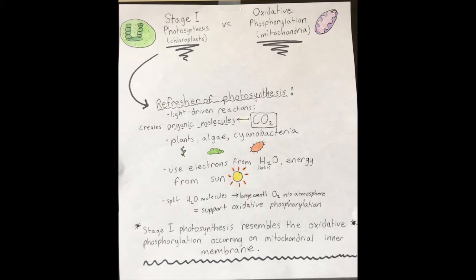So just a refresher of photosynthesis, it's a series of light-driven reactions that are used to create organic molecules in organisms such as plants, algae, and cyanobacteria. Electrons from split water molecules and energy from the sun drive the reactions that occur during photosynthesis. In addition, the splitting of water molecules creates a large amount of oxygen in the atmosphere, which supports oxidative phosphorylation.